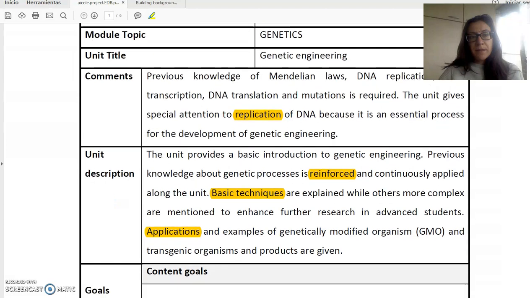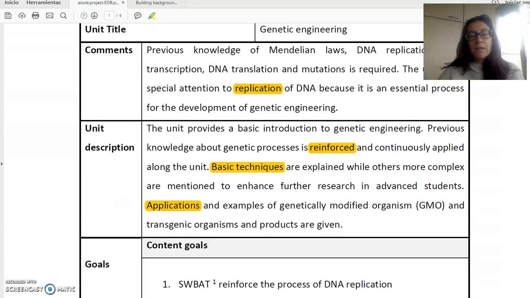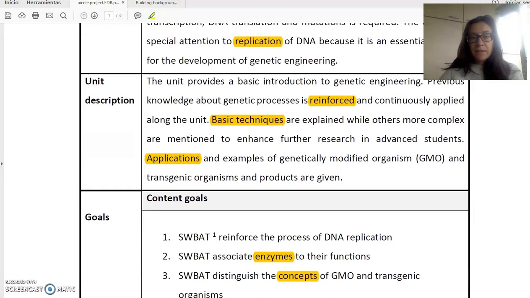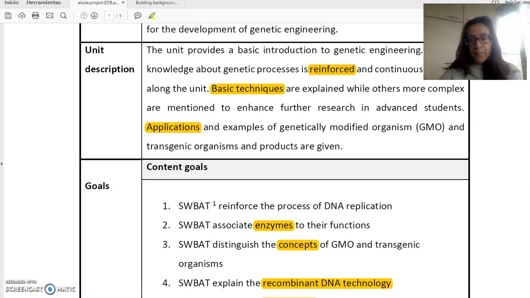Some comments about this topic: they need a solid background of replication of DNA. They have to know that process and which elements are involved, basically because it's background knowledge for understanding genetic engineering techniques. During the unit, I'm going to reinforce the replication of DNA, and I'm going to explain some basic techniques and how they are applied to some sectors such as agriculture, and I'm going to highlight some benefits.